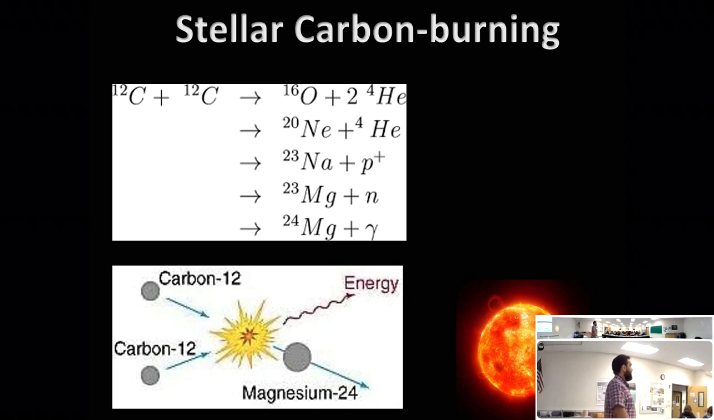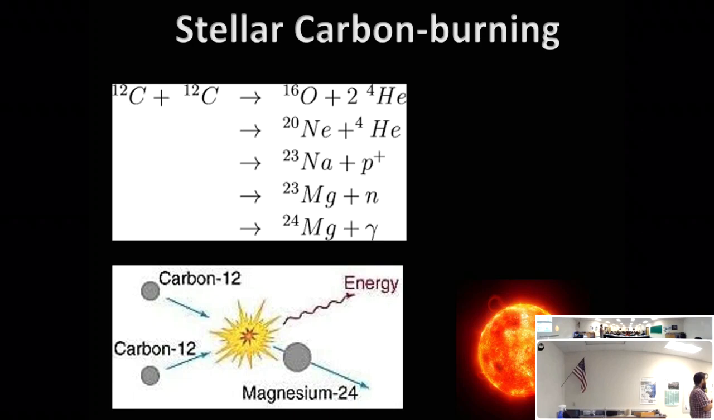And then carbon can burn. We call that carbon burning. Carbons can combine, and it gives us oxygen and neon and sodium and magnesium. So you see how these different elements are combining? They're burning, they're giving off energy every time they combine. And that's where you get all these different elements.